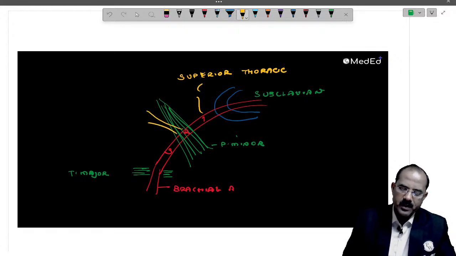Second part gives two branches. One is lateral thoracic and thoracoacromial.